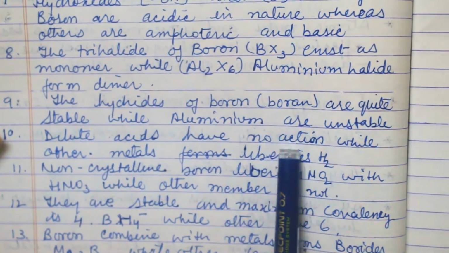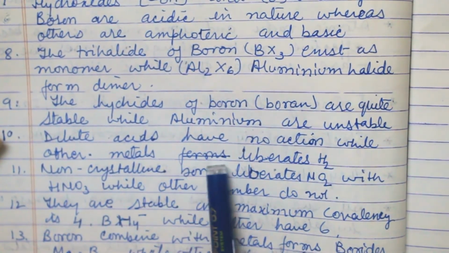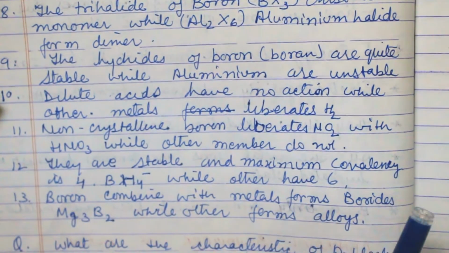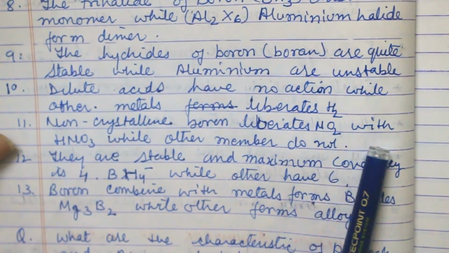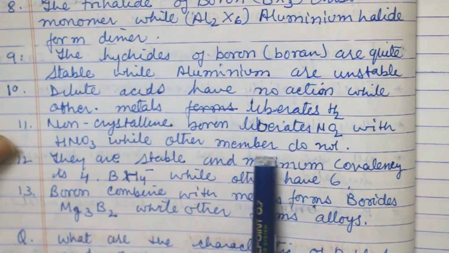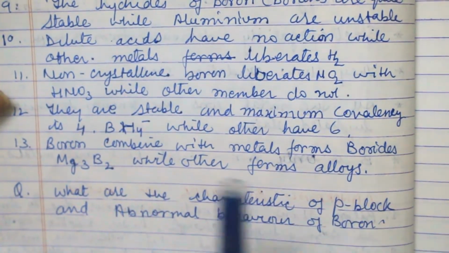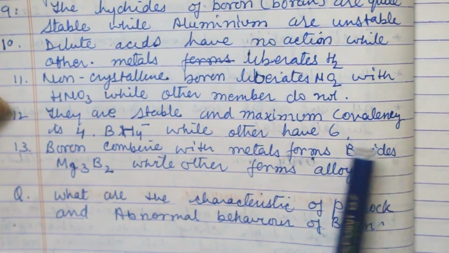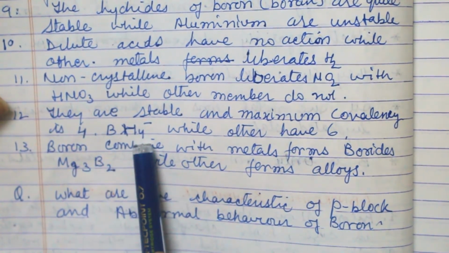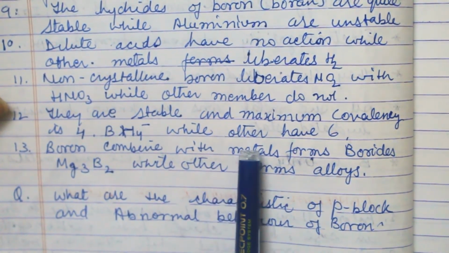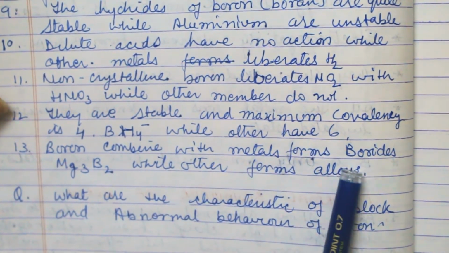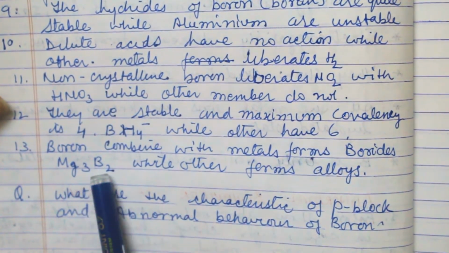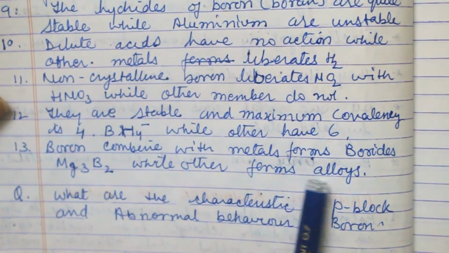Dilute acids have no action on boron, while other metals liberate hydrogen with acid. Non-crystalline boron liberates NO2 with HNO3 while other members do not. Boron compounds are stable with maximum covalency of 4, that is BH4 minus, while others have covalency of 6. Boron combined with metals forms borides, that is Mg3B2, while others form alloys.